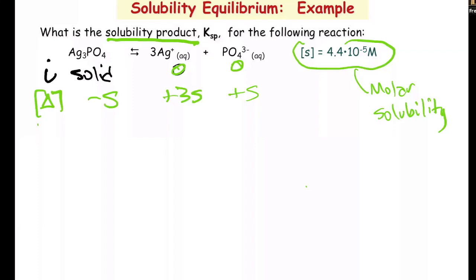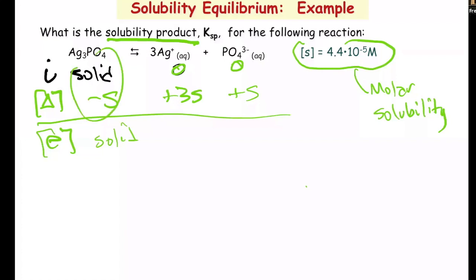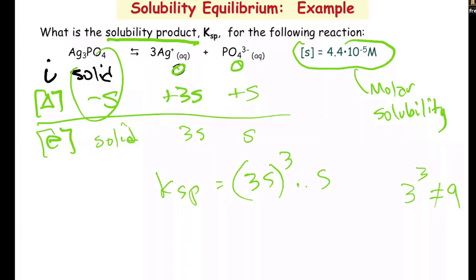Then at equilibrium, this is just a solid. Doesn't matter what that is. It's a solid. It doesn't show up in the mass action expression. So you don't have to worry about it. This is 3S and this is S. So the KSP is equal to 3S cubed times S. Now 3 cubed is not 9. That's a common mistake. 3 times 3 is 9, but 3 cubed is 3 times 3 times 3. That's 27.